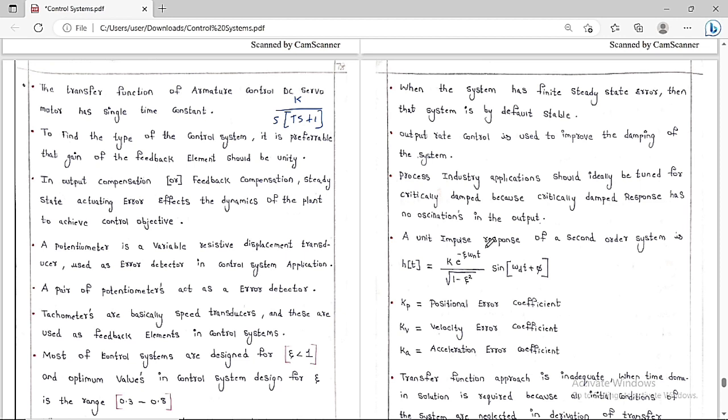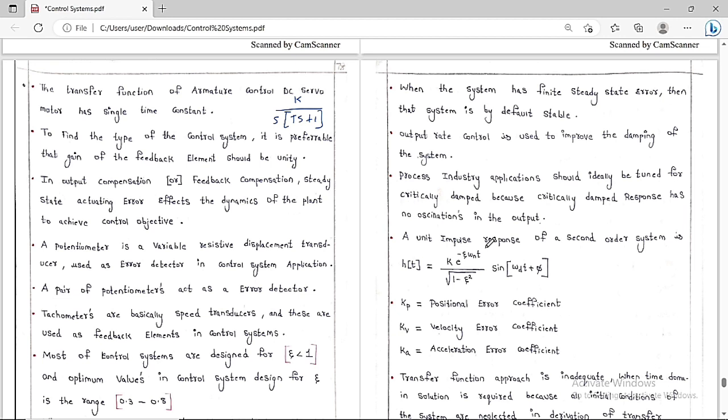The next point is, output rate control is basically used to improve the damping of the system. I've already told you output rate control means the feedback control. So with the help of feedback, we are going to improve the damping of the system. Improving the damping means zeta increases, because as zeta increases, the oscillations are going to decrease in a very small amount of time. That is called output rate control.